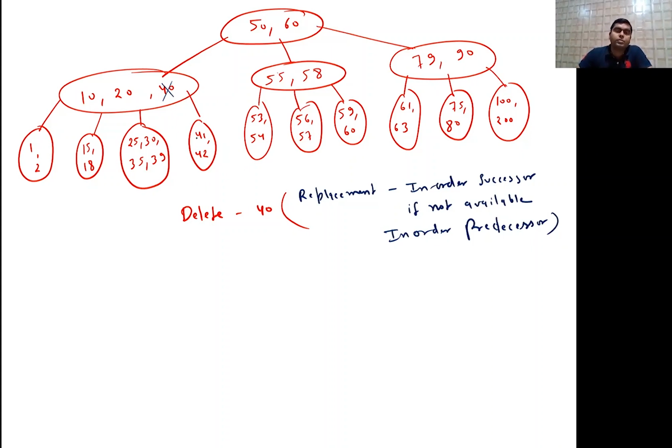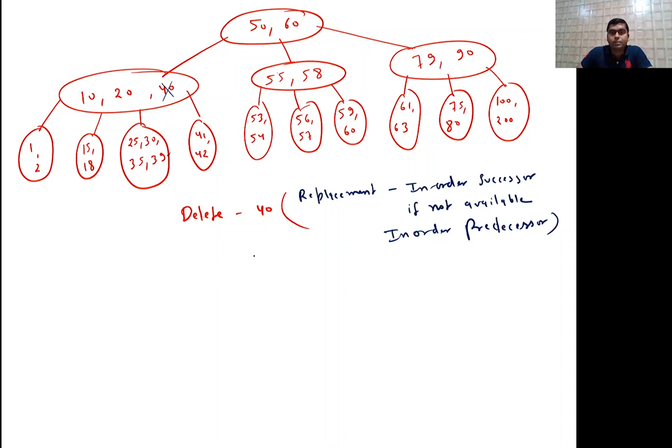41 and 42. So there is no one to give because है ना, दो ही keys हैं यहाँ पे, that is the minimum number of keys. So what will happen in that case कि in order predecessor क्या है? These elements, 25, 30, 35 and 39. So this 39 will be the replacement. So now what will be the answer after that?